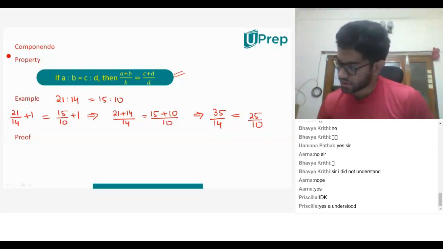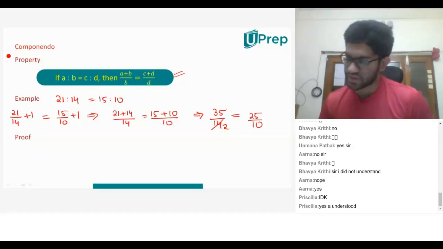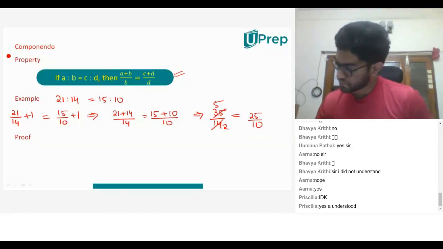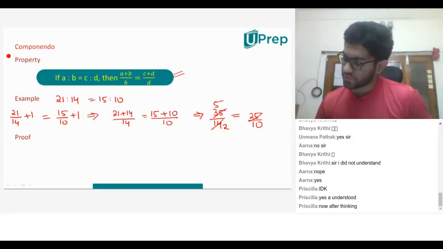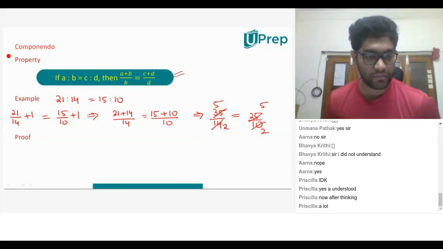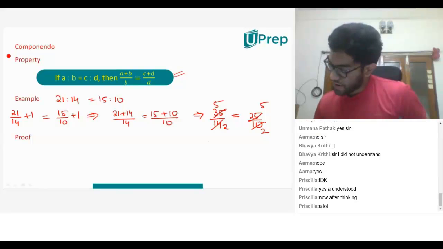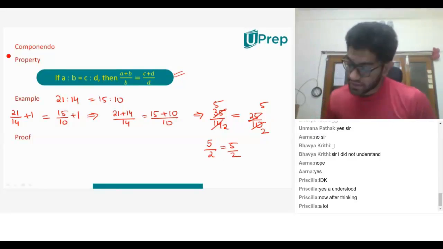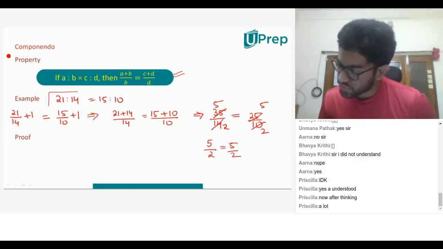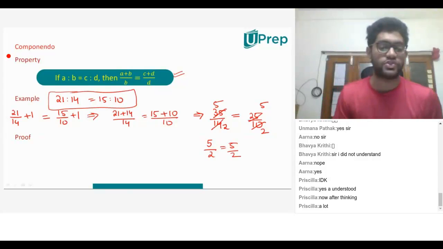Yes. What do I now get? 7 2s are 14, 7 5s are 35, 5 5s are 25, 5 2s are 10. I'm going to get it in the simplest of ratios. 5 by 2 is equal to 5 by 2. That is the reason 21 is to 14 is equal to 15 is to 10.